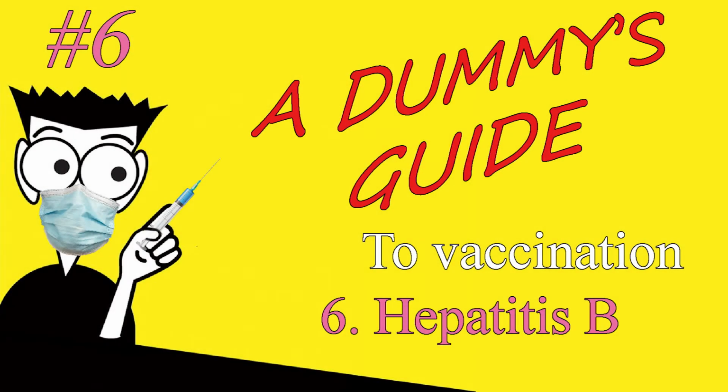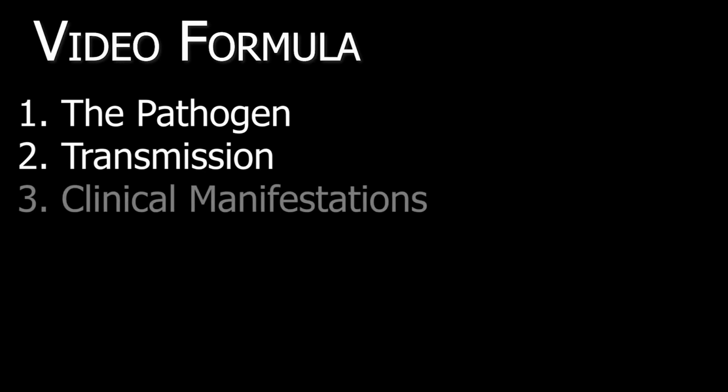Now let's get into the meat of this series. Starting from this video, we'll be taking an in-depth look at the diseases we vaccinate against. Every video will follow the same approximate formula. First, a brief look at the pathogen. Second, how the disease is spread. Third, how it manifests, its complications, and why the disease is dangerous and important.